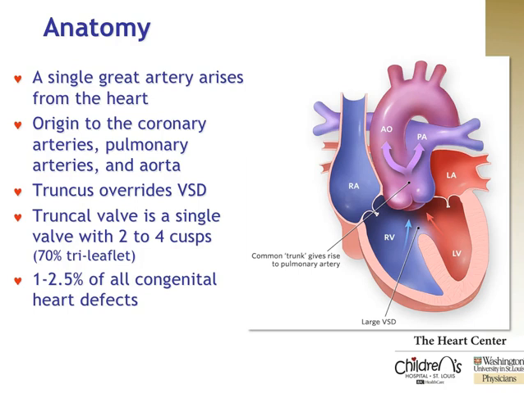There really isn't a conal septum because that only forms because there's separation of the two outflow tracts into two semilunar valves separately. And that isn't the case, obviously, with Truncus arteriosus. The truncal valve is a single valve, and it may have between 2 and 4 cusps, sometimes more, but some studies have shown that up to 70% of truncal valves are actually tri-leaflet. And Truncus arteriosus is relatively rare, making up 1 to 2.5% of all congenital heart defects.